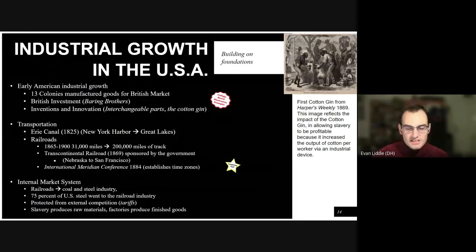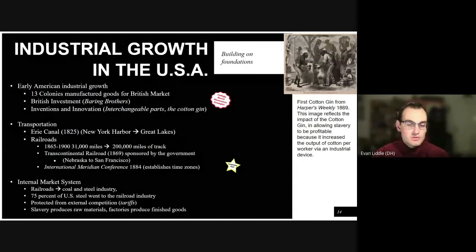So the United States kept tariffs and prevented the flooding of British goods that some Latin American countries would see. The United States was physically large enough to produce almost all the raw materials it needed. For example, in the South, the system of slavery provided a supply of raw materials, for example, cotton, that would then be shipped north and used to produce finished goods in factories.